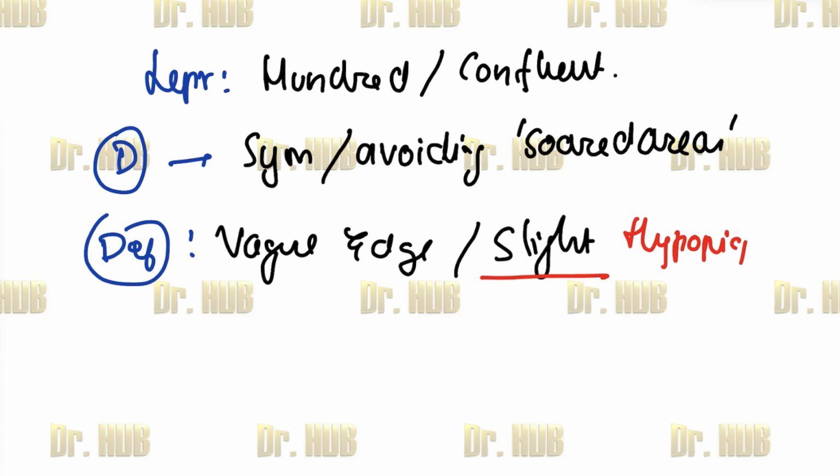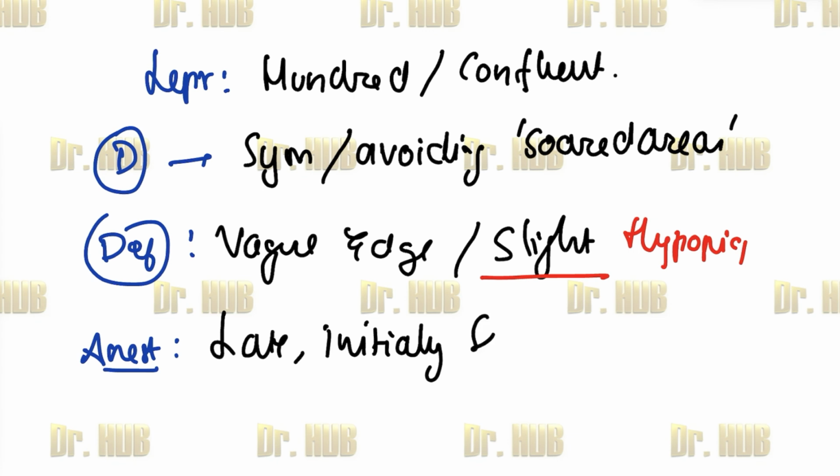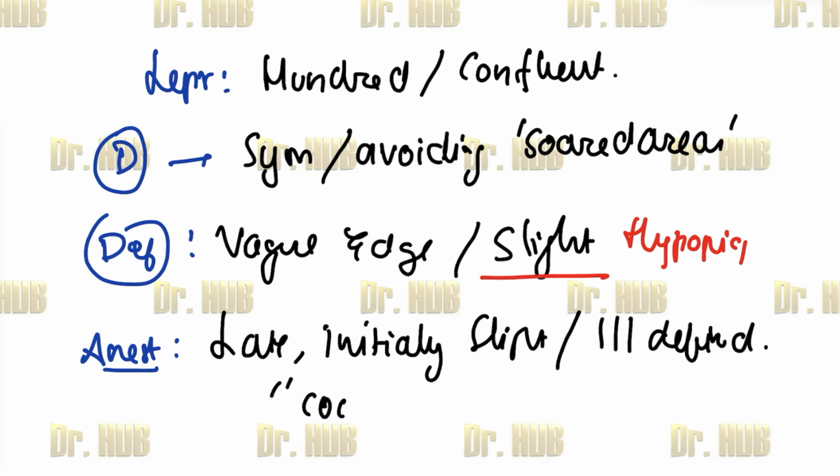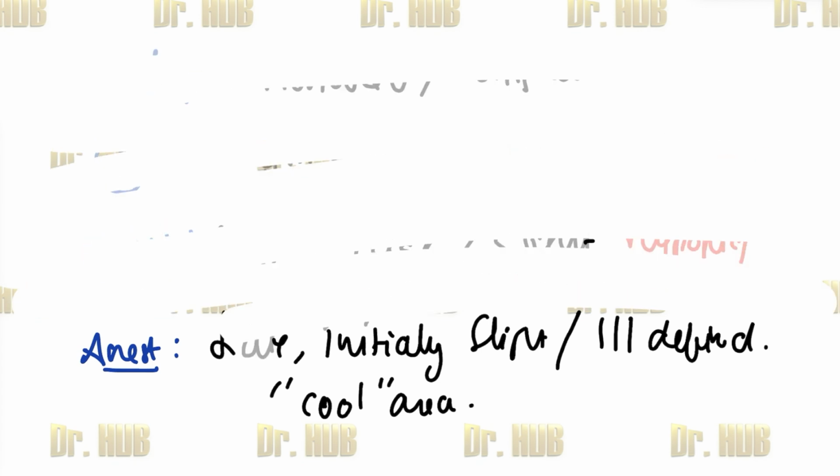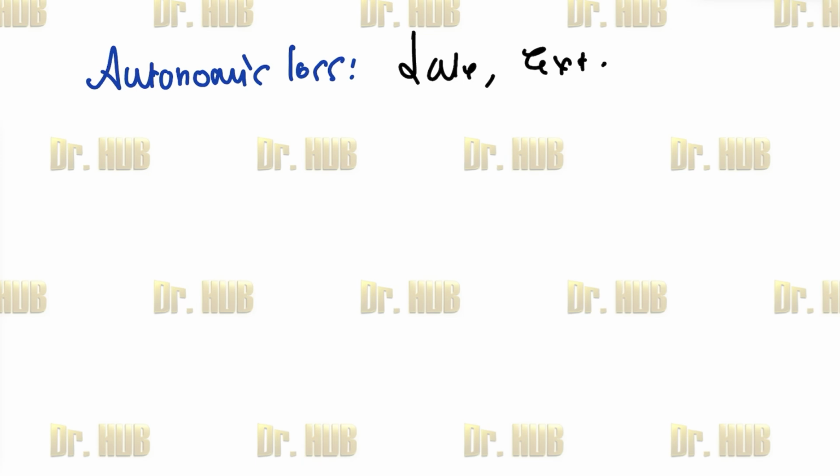So talking about anesthesia. Anesthesia is late and initially slight, and it is ill-defined but extensive over the cool areas of the body. Next, talking about the autonomic loss. So what happens to the autonomic loss? The autonomic loss is late and extensive, as for the anesthesia.